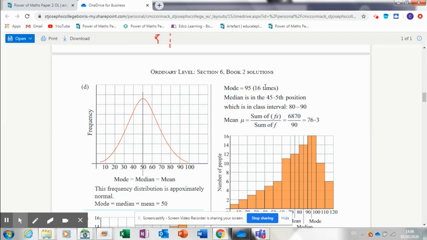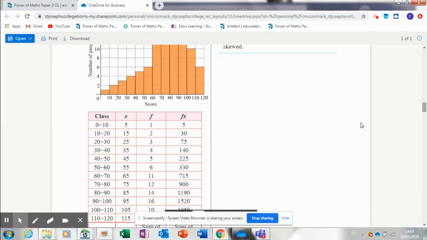Well, I have how many pieces of information? My total frequency is 90, half of 90 is 45, so where would the 45th and the 46th values lie? I count up along here. I can go back to the table, it'll be easier. Remember, I'm looking for the 45th and the 46th. So that's 45, in the 40 to 50 interval.